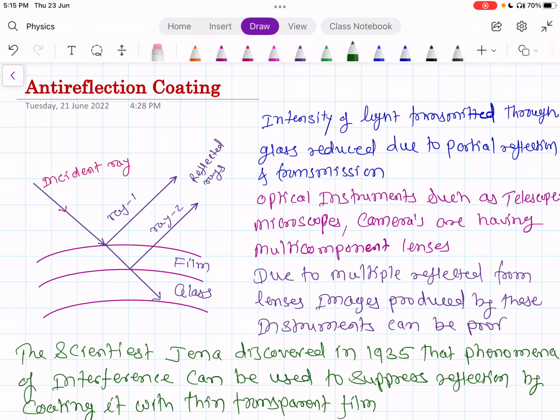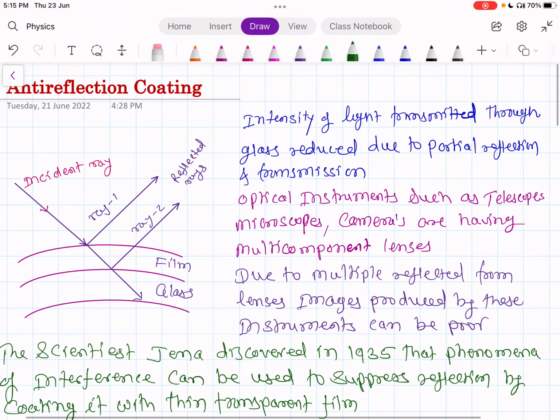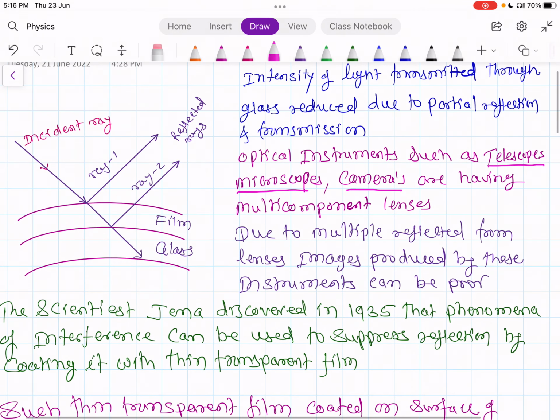However, consider optical instruments such as telescopes, microscopes, and cameras. In these instruments, multi-component lenses are used. Several lenses are used in such optical instruments, and in them there would be multiple reflection of the light.